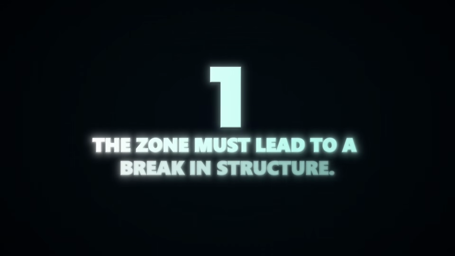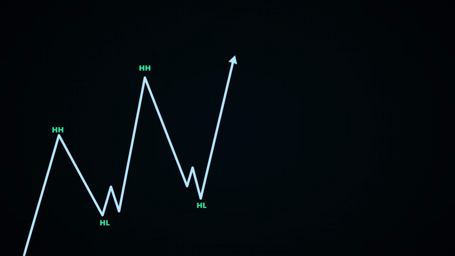The zone must lead to a break in market structure. Think about this. When price is moving upward, forming higher highs and higher lows, that's great, right? But what really matters is when price actually breaks a previous significant high. That's our break of structure, or BOS for short. Now pause. Ask yourself, what was the last point on the chart where buyers stepped in and drove price up to break that structure? That's your demand zone.